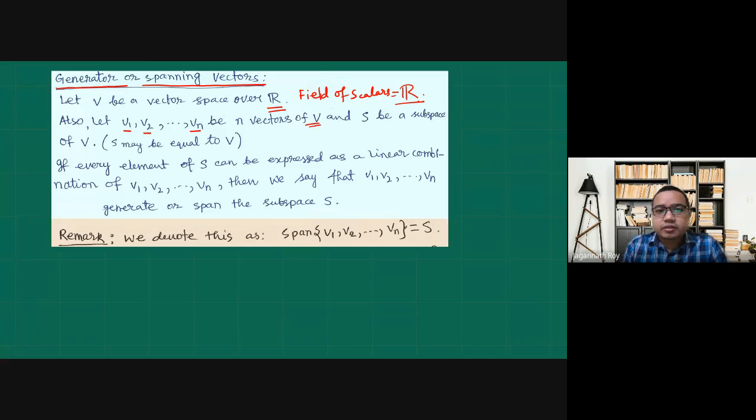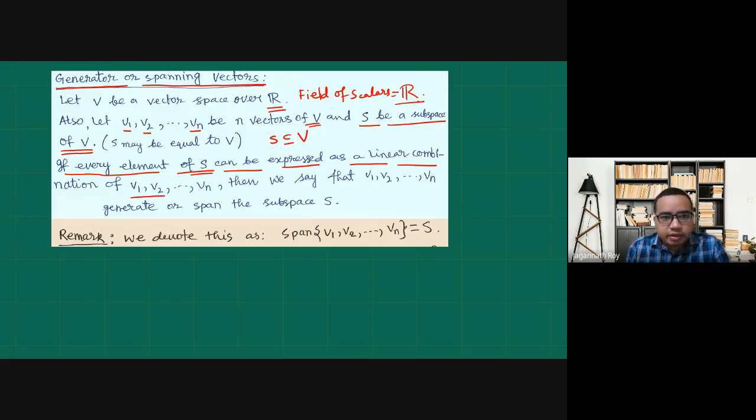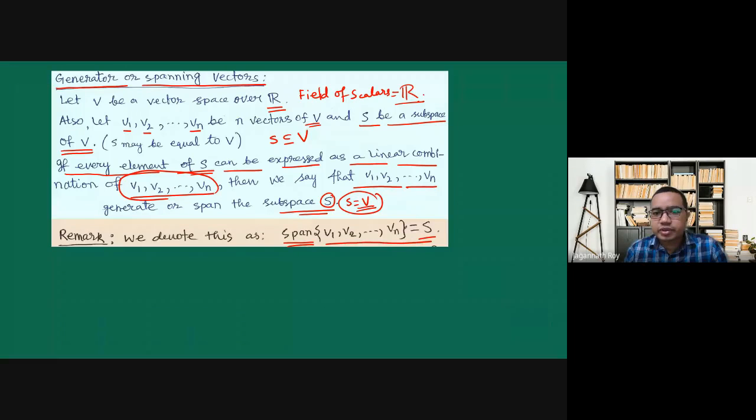Okay, n vectors are there, and suppose S is a subspace of V. S may also be equal to V. Then, note that if every element of S can be written as a linear combination of these n vectors, then we say that these vectors generate the subspace S. In particular, when S is equal to V, then we say that these n vectors generate the vector space V. We denote this as span of v1, v2, ..., vn is equal to S.